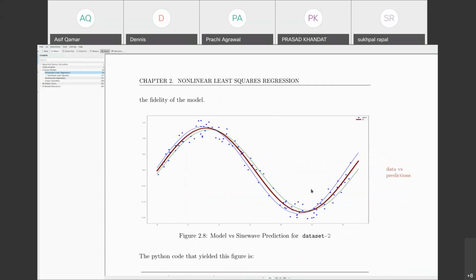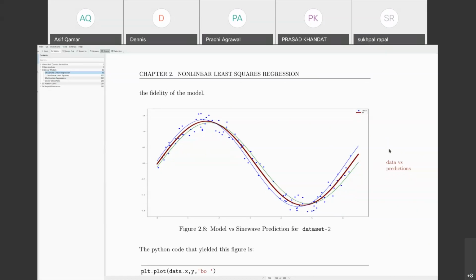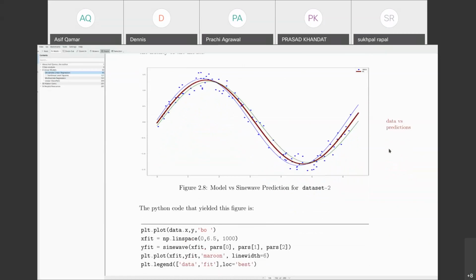Looks good. And then finally, we plot the predictions against the data. When you plot the predictions against the data, it's again a pleasant thing to see that the agreement is pretty high. It's a high fidelity model. Would you agree, guys, that it's a pretty high fidelity model that we are looking at? The maroon line is the actual model, and these green and blue lines are the confidence intervals. So far, so good, guys. That's that.